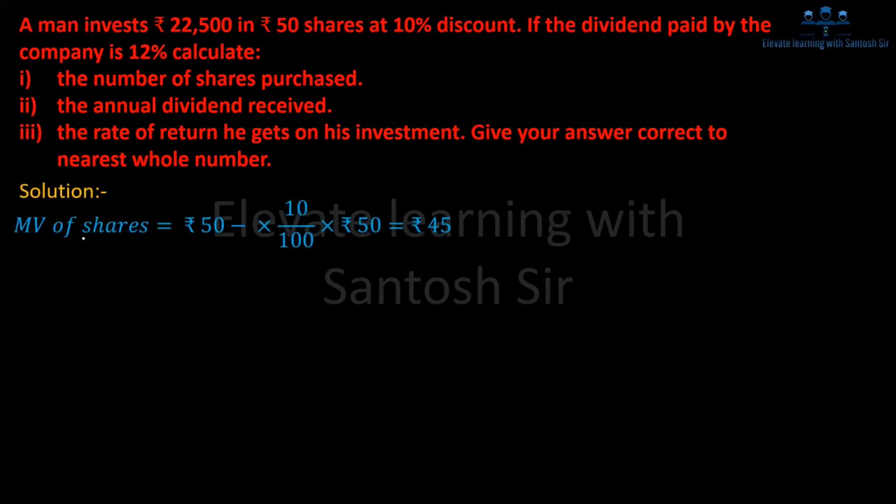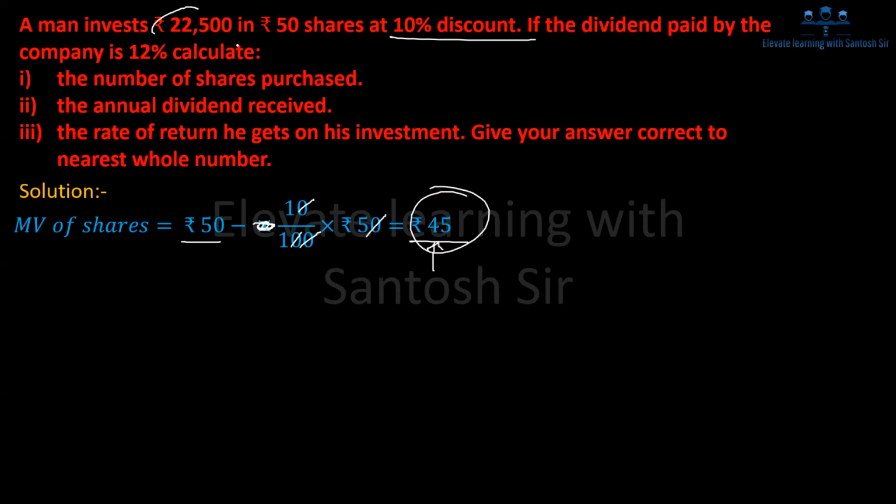As we know that the market value of shares can be given by the face value minus the discount, because here the shares are at discount. So we will subtract 10% of rupees 50. 10% of rupees 50 is 5. So the market value of share is rupees 45.